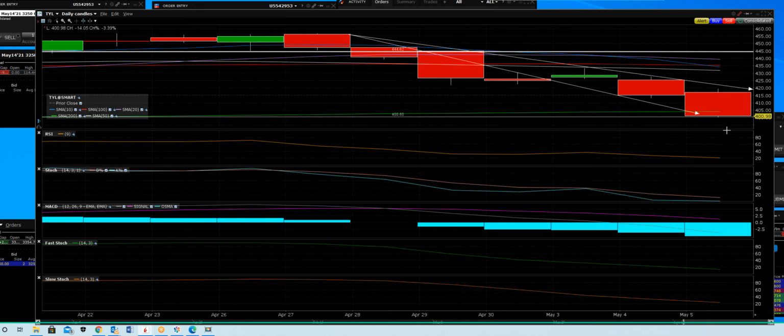This one is a short one, and it is because once it violates all of that weekly, and we already violated the 200. So once again, there's a lot more downside.